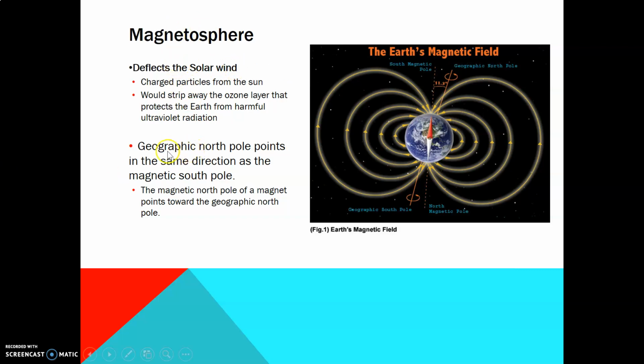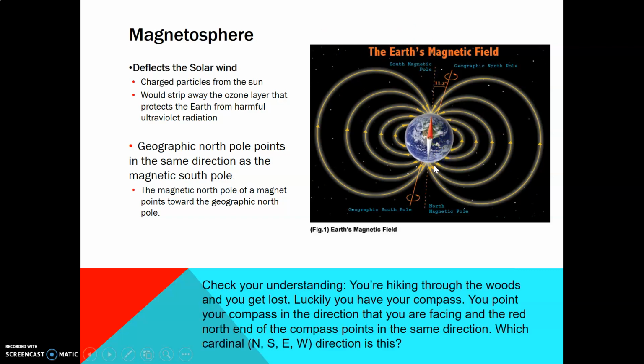The thing to note here is that the geographic North Pole, meaning the direction north, points in the same direction as the magnetic South Pole. On this diagram, you see the south magnetic pole created by Earth's magnetic field and the magnetosphere. We know this is the South Pole because the field lines go from north to south, which means this is south and this is north. The geographic North Pole points this way as well.